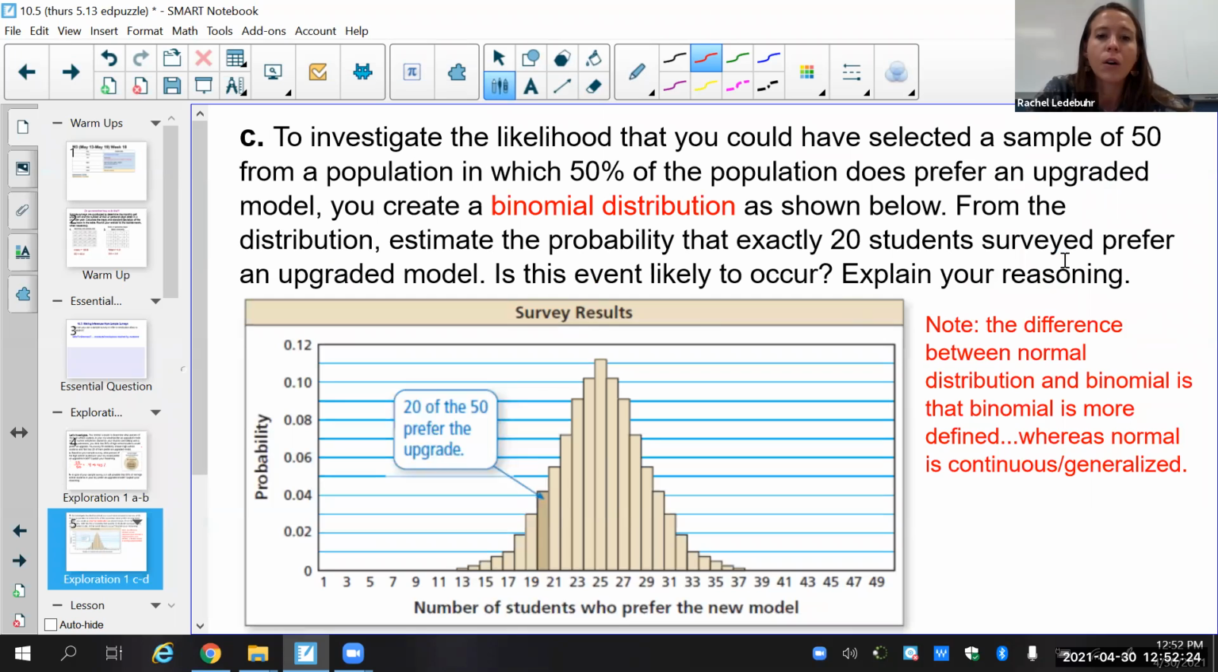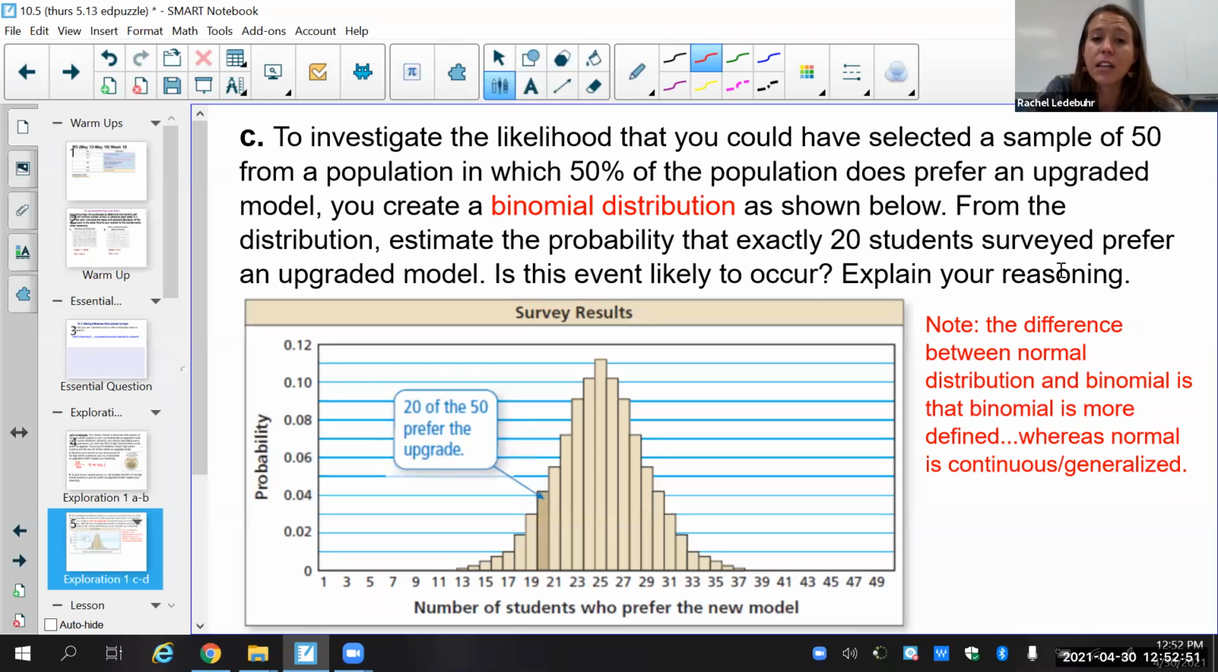Okay. Well, to investigate the likelihood that you could have selected a sample of 50 from a population in which 50% of the population does prefer an upgraded model, let's say we create a binomial distribution like the one below. From this distribution, we want to estimate the probability that exactly 20 students surveyed prefer an upgraded model. Is that likely to occur?